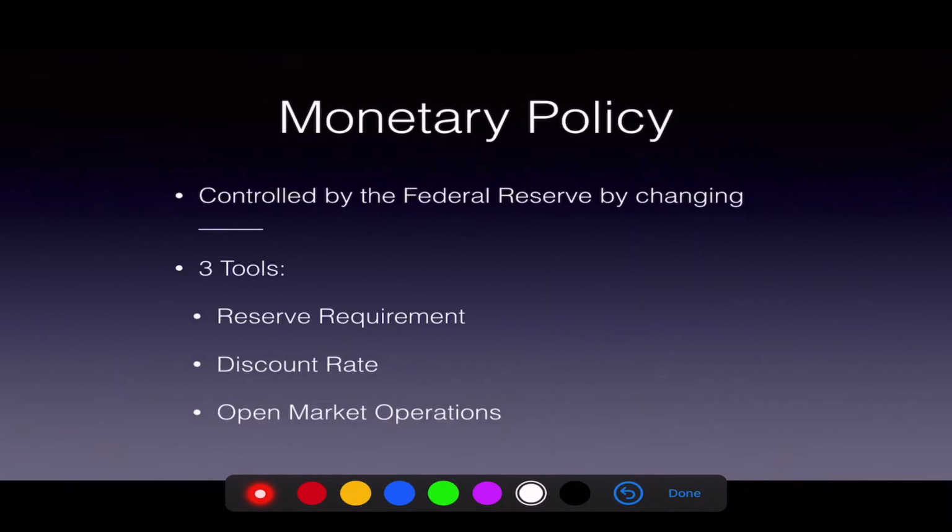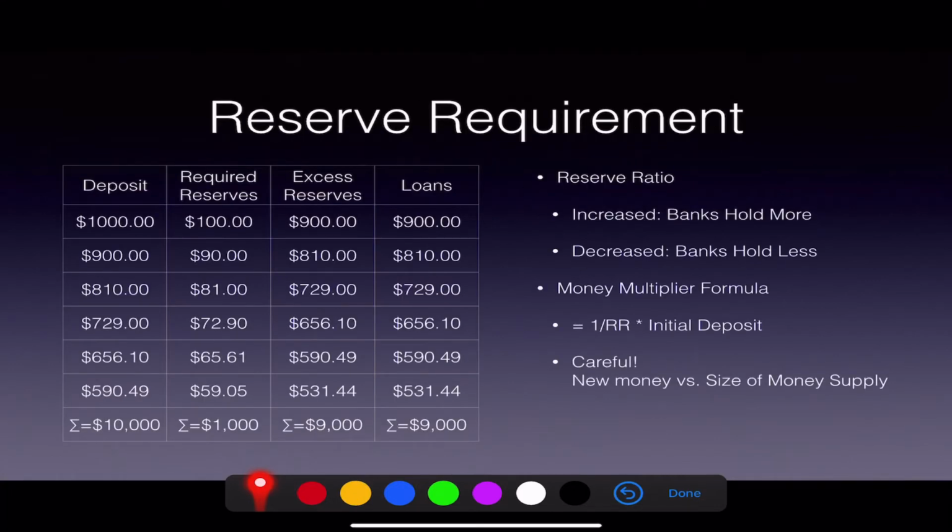So the Federal Reserve is in charge of monetary policy. And there's no surprise that monetary policy is controlled by changing the money supply, which we have talked about as M1, the most liquid form of money, including currency, checking accounts, and to a much lesser extent, traveler's checks. Basically, what we're going to do today is take a look at the three tools that the Federal Reserve has at its disposal to alter that money supply: the reserve requirement, the discount rate, and open market operations. Let's start with the reserve requirement.